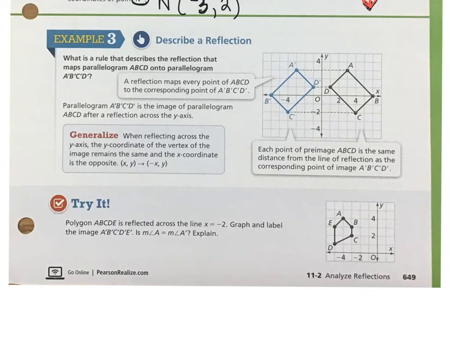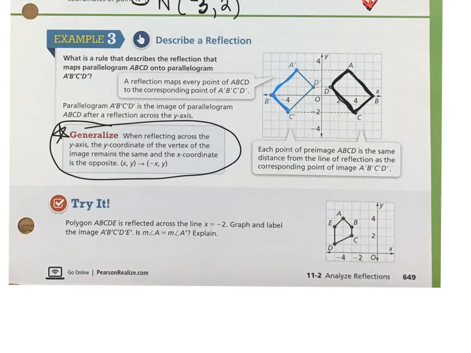Example 3 will help us describe a reflection using a rule. What is the rule that describes the reflection that maps parallelogram ABCD onto parallelogram A prime, B prime, C prime, D prime? So you'll notice here that we have the parallelogram in black, and it is on the right side of that y-axis. And then we have the parallelogram that is the image along the left side of the y-axis. So the line of reflection here is the y-axis.